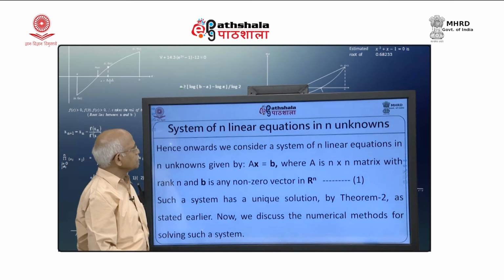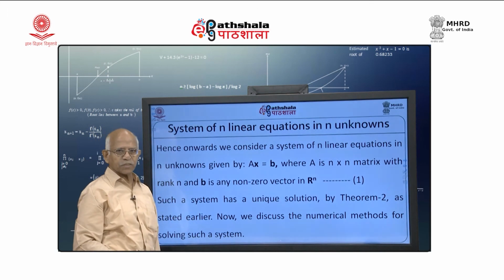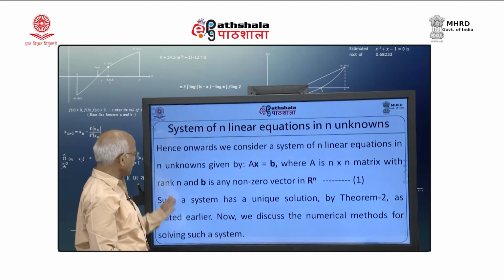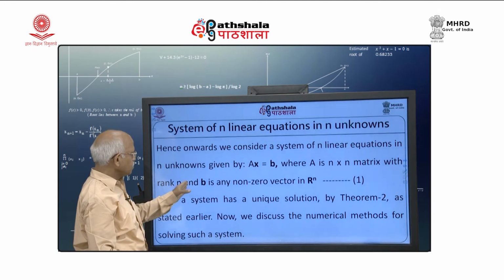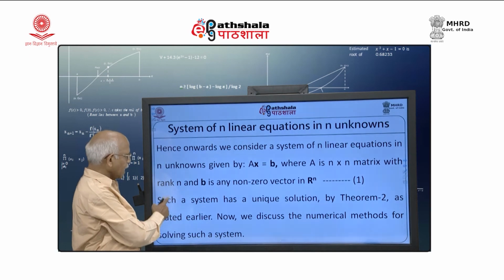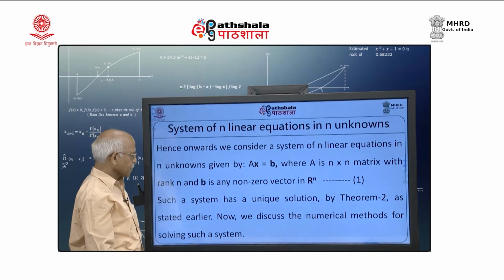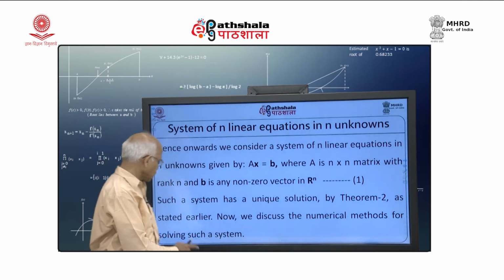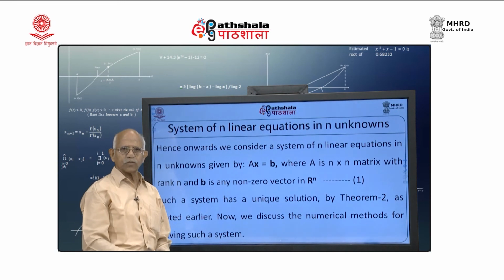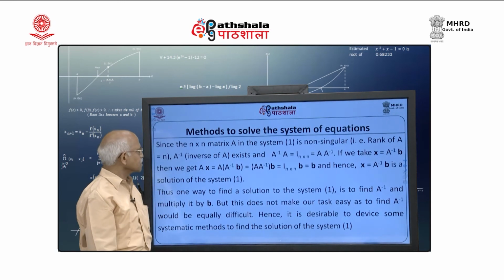Now we will concentrate on a system of n linear equations in n unknowns, where the matrix A is non-singular. So, matrix A has a rank n and B bar is any non-zero vector in R n. So, your theorem 2 assures you that this has a unique solution. Now, we will discuss numerical methods for finding or solving such a system. Now, we have got a unique solution. This unique solution is to be found by using numerical methods here.